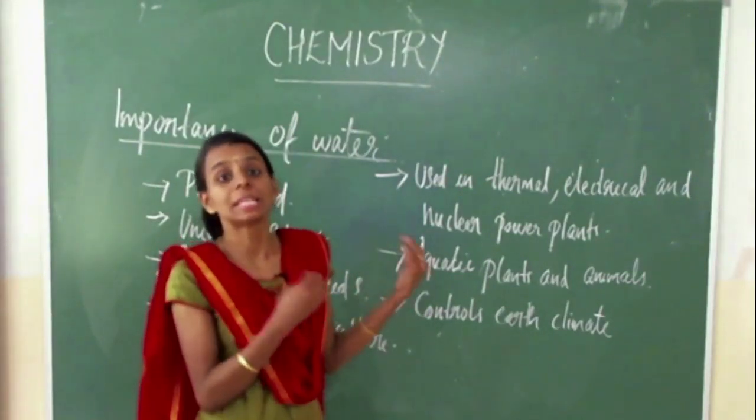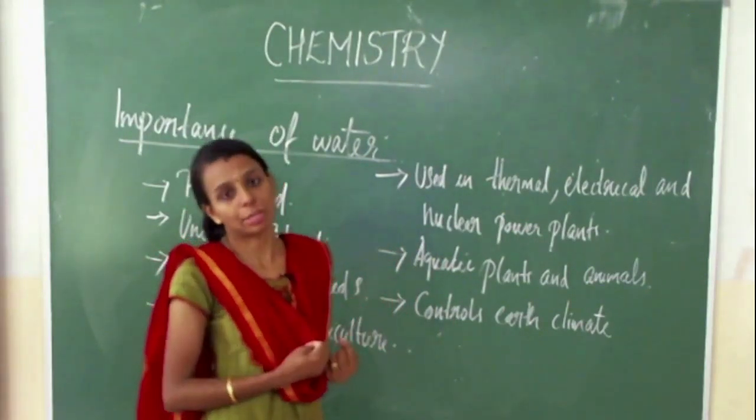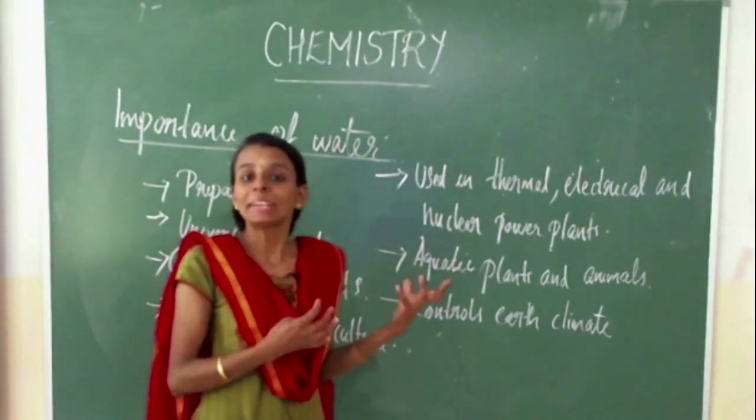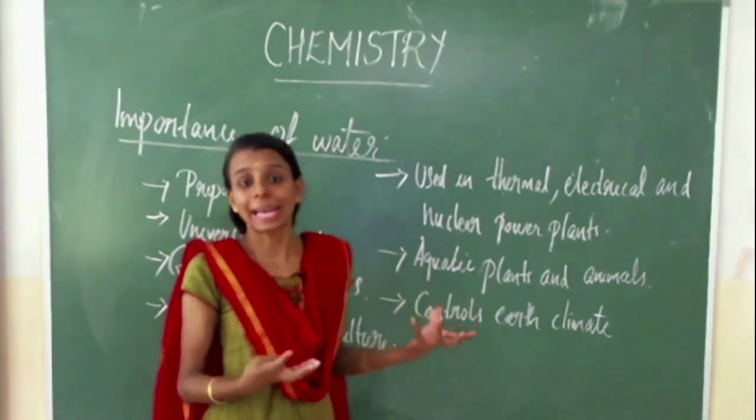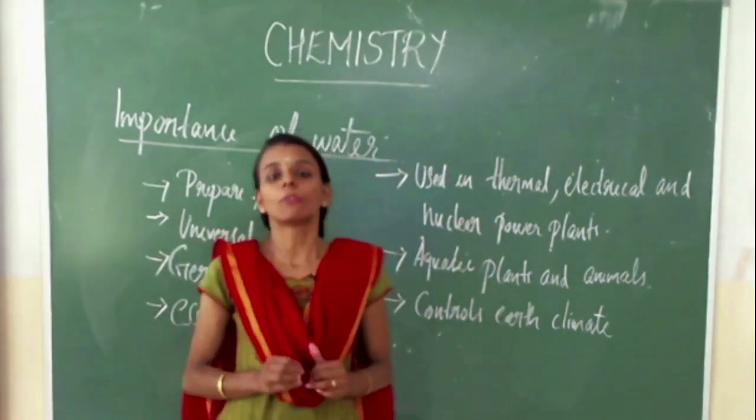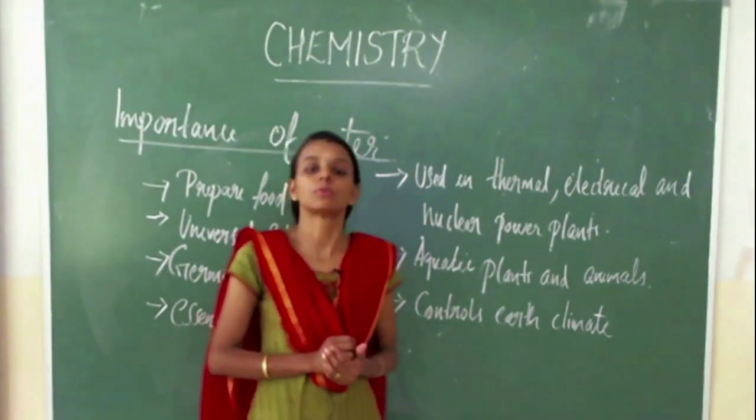In our previous chapter, we discussed water cycle. So this water cycle controls earth's climate. And water is used for transportation. Water provides a medium for recreational sports like swimming. These are the main importance of water. Let us see one video related to the importance of water.